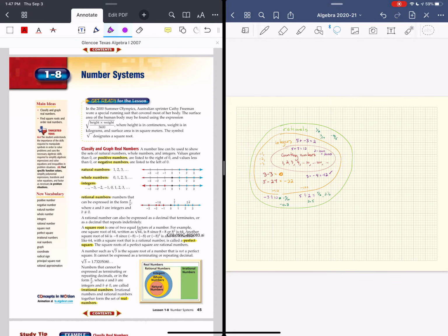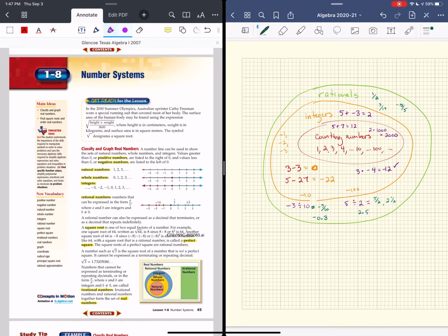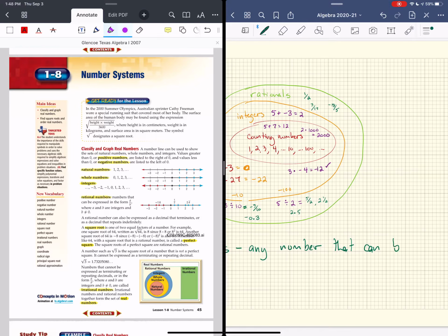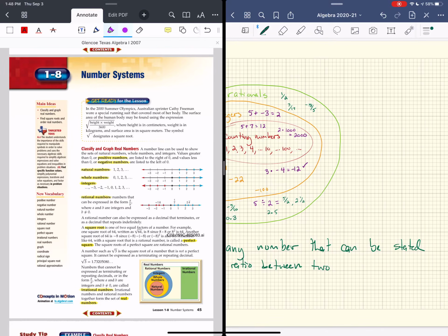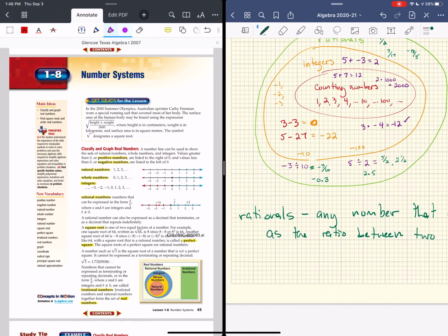Okay. Definition of the rationals, which we'll do in our lovely forest green. The rationals are any number that can be stated as the ratio between two integers. The ratio between two integers. And again, that's why we call them rational.